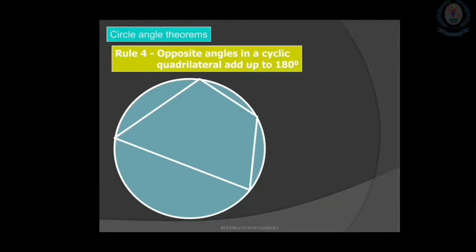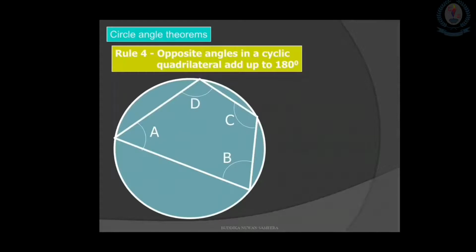So a cyclic quadrilateral means all 4 vertex points should be on the circumference. In this diagram you can see all 4 vertex points are on the circumference, so that is a cyclic quadrilateral. So the theorem is: opposite angles of a cyclic quadrilateral add up to 180.